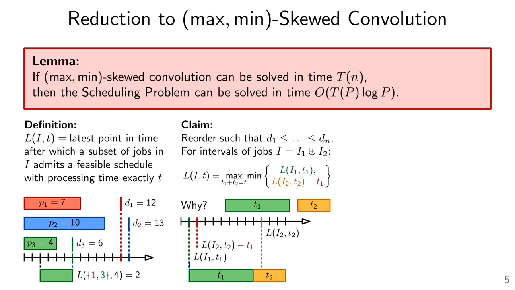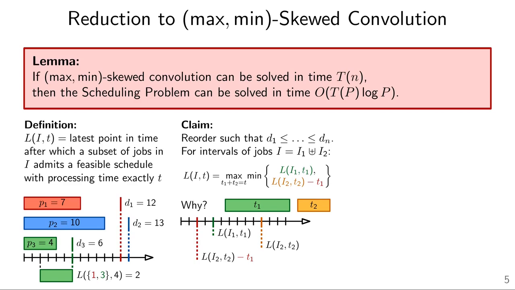The second part is slightly more interesting. Suppose the minimum is attained by this expression here. Now, what does it mean? Then L of I1 and T1 is somewhere later than L of I2 and T2 minus the processing time which we need for the first part. Then we actually cannot start here because we cannot schedule the jobs of the second part later on. That would violate this deadline here. So instead, we actually have to start at this point, right? Take the point at which we really have to start all the jobs from the second part, but we have to subtract the length of all jobs in the first part.